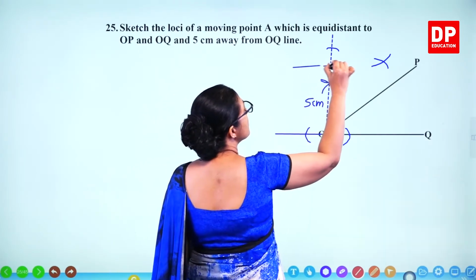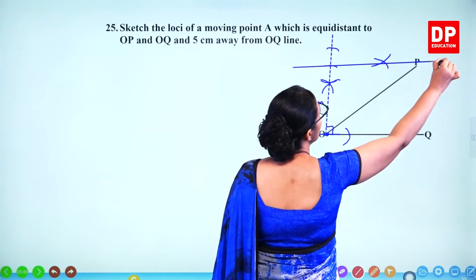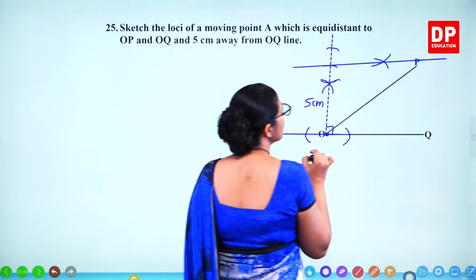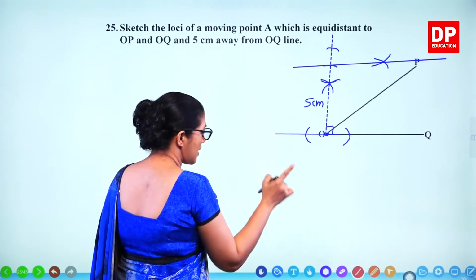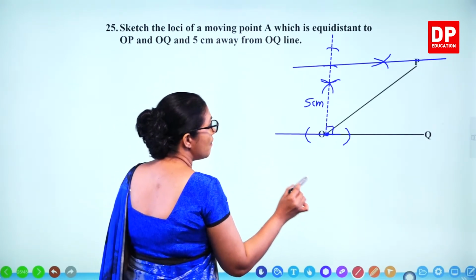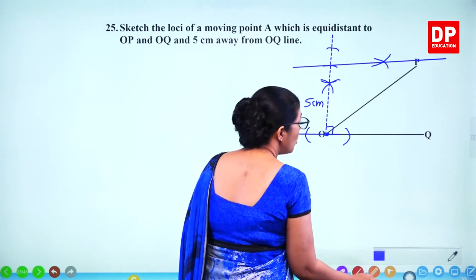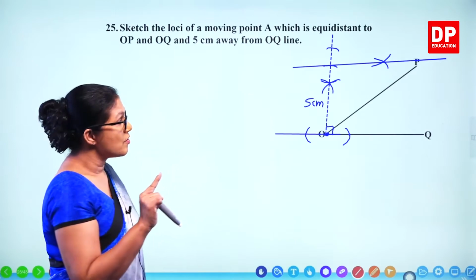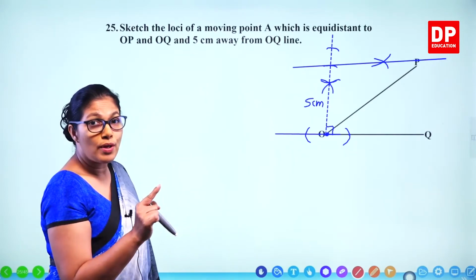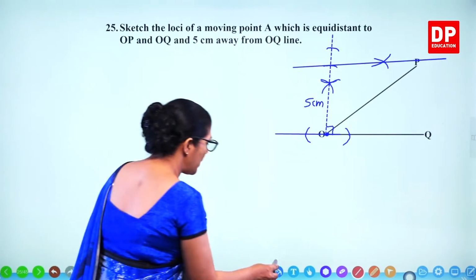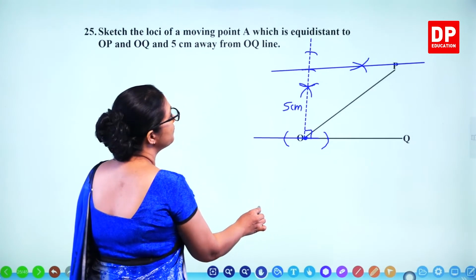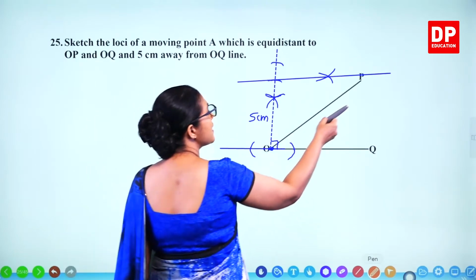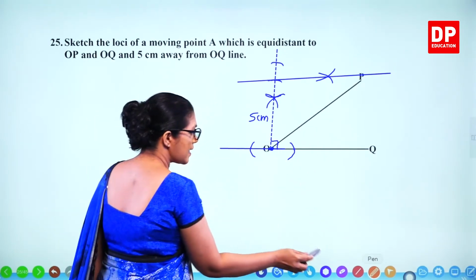And you can connect. So what we do, intersecting point. Now we have to then draw the equidistance to OP and OQ. What's equidistance to OP and OQ? What's that? That's the angle bisector. So you have to draw the angle bisector now.